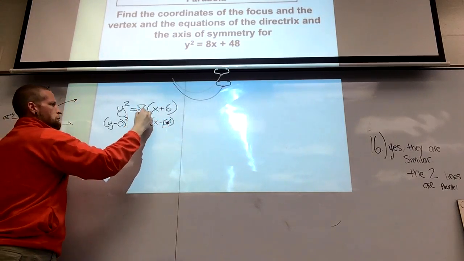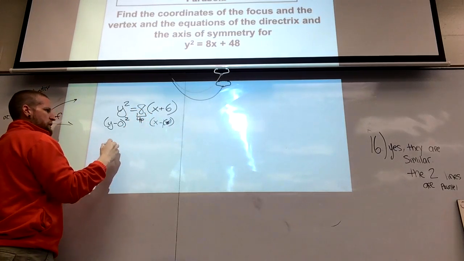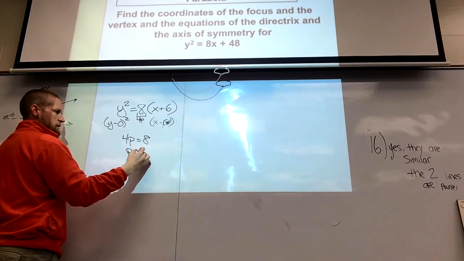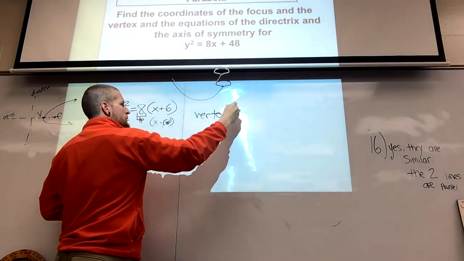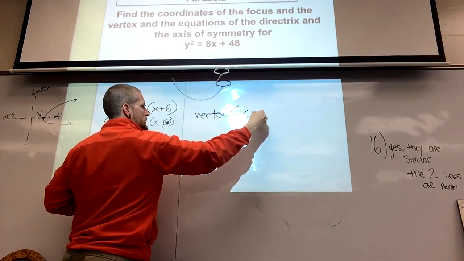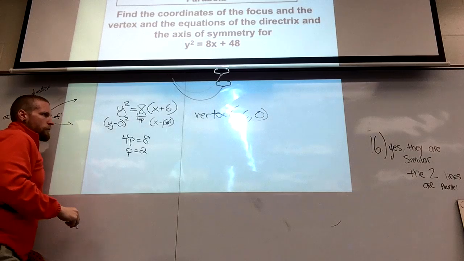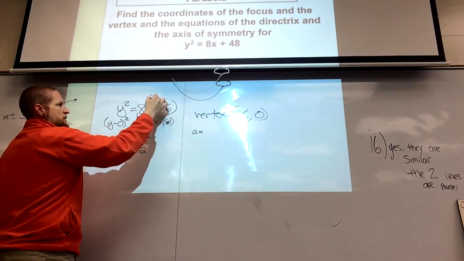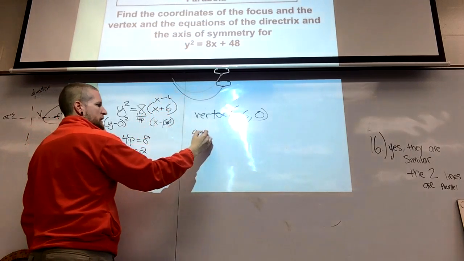All right, and again, this part right there is your 4p. So I can get my p-value by dividing by 4. What's that? 2. All right, so my vertex here should be -6, 0. Is that all right? Okay. Why is it still -6? Because it still should be set up as x minus h. Oh, so to make that a positive, 6 can be negative. Got it.